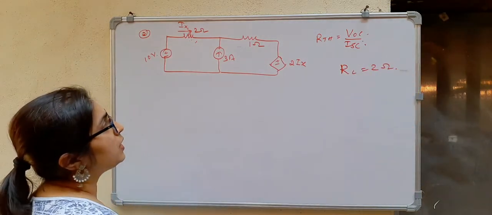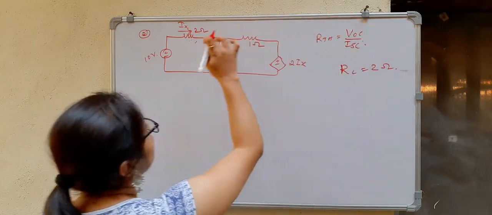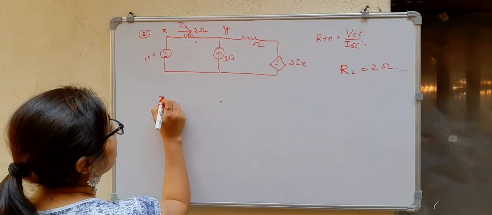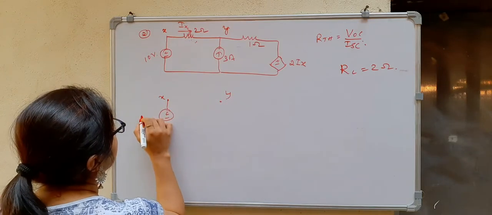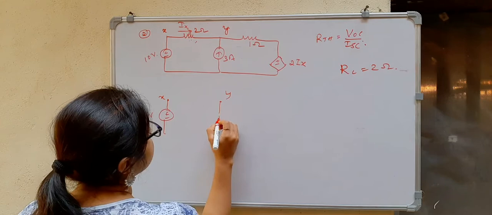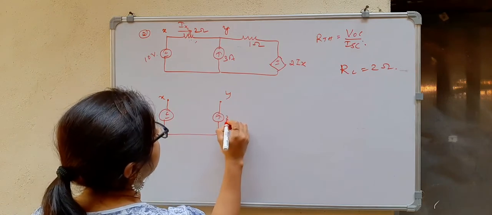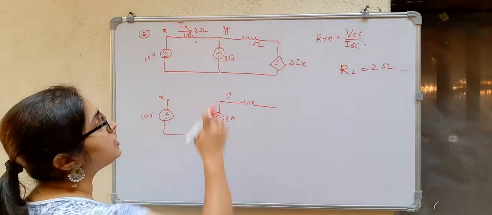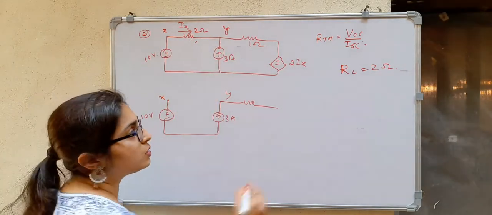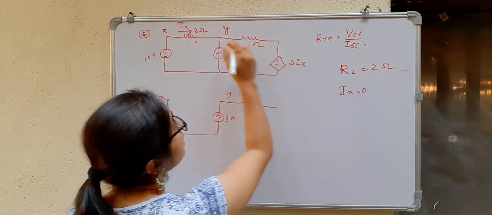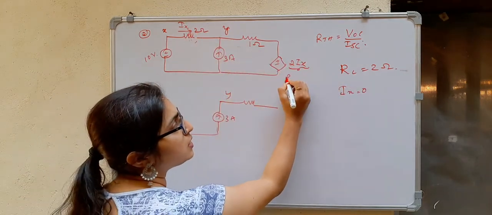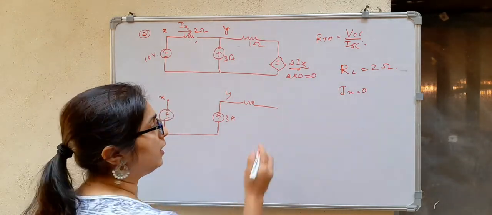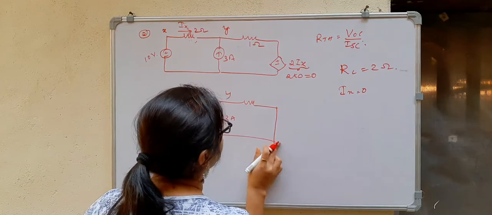Now what I will do is, to find the VOC, I will open circuit this. These terminals I'll consider as X and Y. I will open circuit it and then I will write the other elements as they are. See, since this is open circuited, that means the current which is flowing is 0, right? So Ix is equal to 0 in this case. Since Ix is 0, this is 2 into 0, which is 0. The voltage is 0, meaning that will be short circuited. So I will replace this by a direct connection.